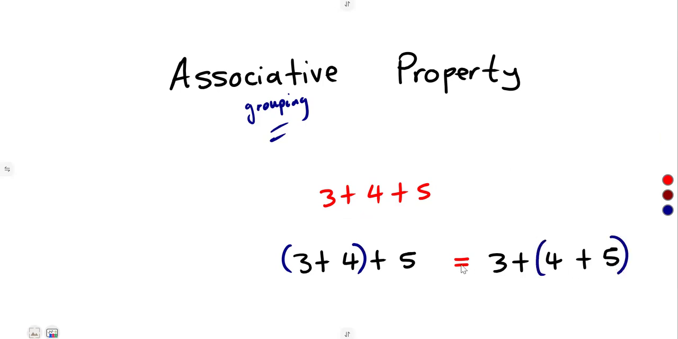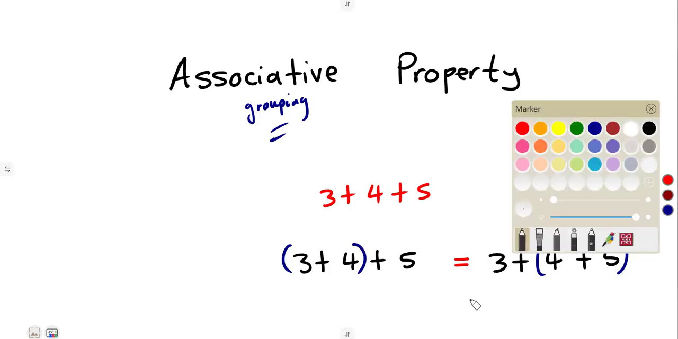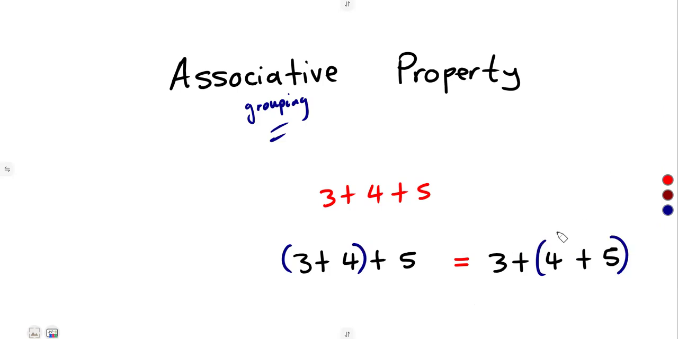Guys, this cannot affect anything. Or I choose to take 3 and 4 together. I can even choose it this way: 3, 4 and 5. We can have 3 and 5, 3 plus 5, like this, plus 4. It does not affect anything, as long as it is under addition and under multiplication.